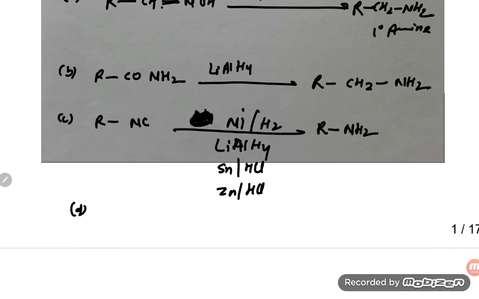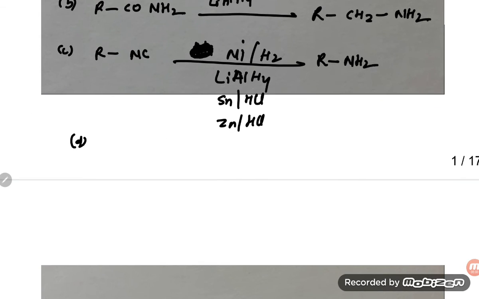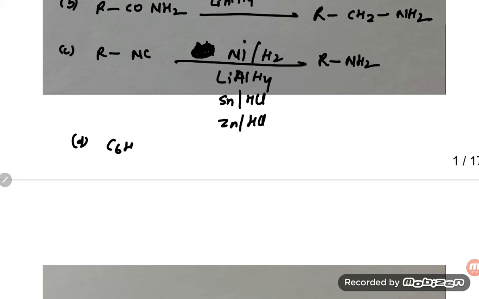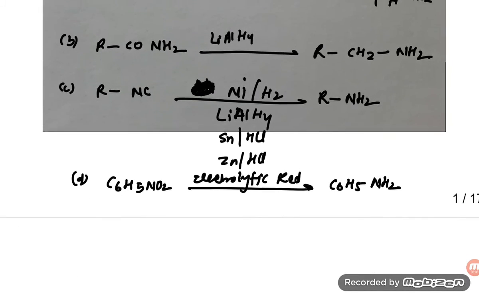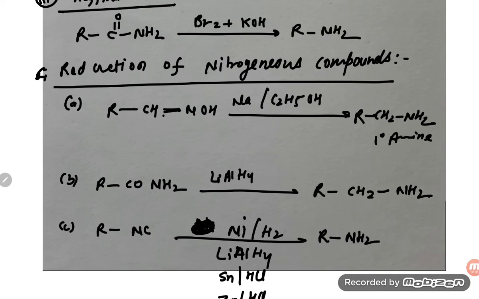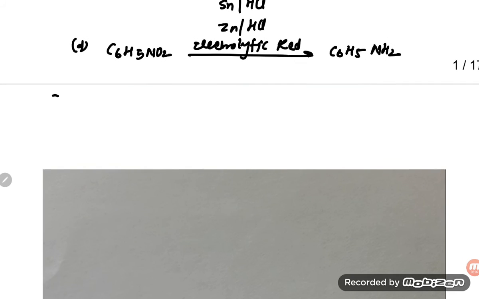If you talk about D number, students, take a nitro compound, any nitro compound. Suppose we have C6H5NO2, and you are going to reduce it by electrolytic reduction. So electrolytic reduction will give C6H5NH2, dear students. So this is from the nitrogenous compound, students. This was the fourth method. Now we are going for the fifth method.